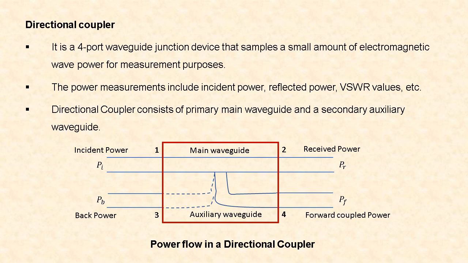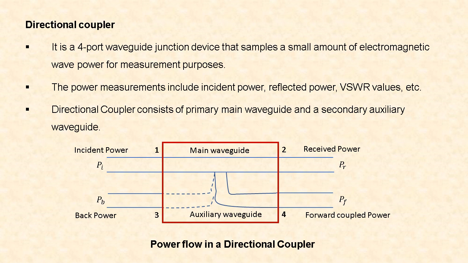Next is the directional coupler. A directional coupler is a 4-port waveguide junction device that samples a small amount of electromagnetic wave power for measurement purposes. The powers measured are incident power, reflected power, voltage standing wave ratio, etc. This directional coupler consists of a primary main waveguide and a secondary auxiliary waveguide. The power flow in a directional coupler is shown in the figure.